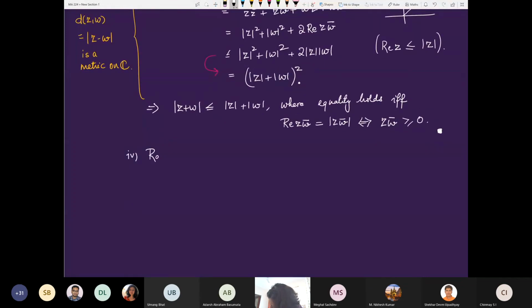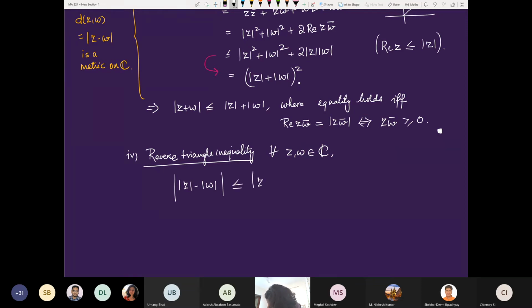And somehow equally useful is the reverse triangle inequality, which really is just a corollary of the triangle inequality. So I'll leave it for you to think about and write a proof down. So for all pairs of complex numbers, if I now look at absolute z minus absolute w, this could be a positive or negative number. I'll take the absolute value. This is at most the absolute value of z minus w.